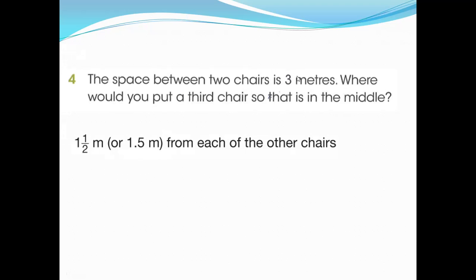So what is the middle of these two? What is the half of 3? 1.5. So the middle of 3 is 1.5. Or you can also write 1 and a half, the same meaning. Actually, we are putting the chair in the middle of both chairs, so we should leave the space from both sides equal. If the space between two chairs is 3, half of 3 is 1.5.